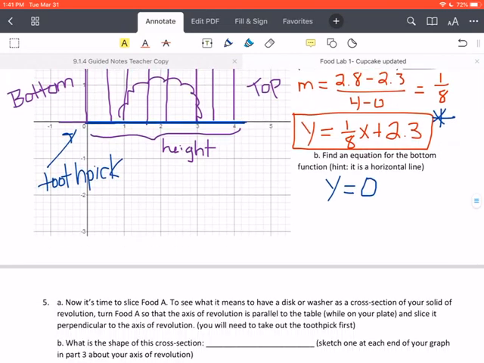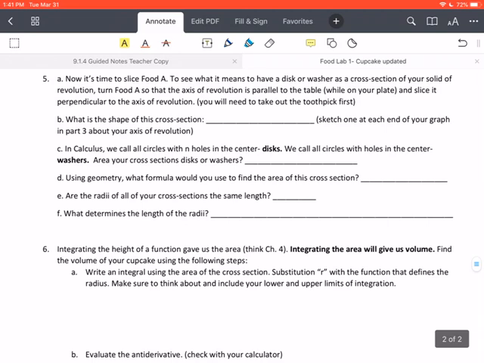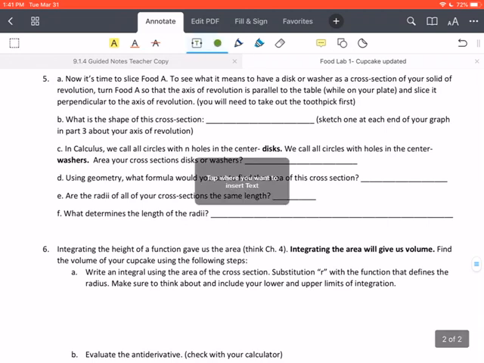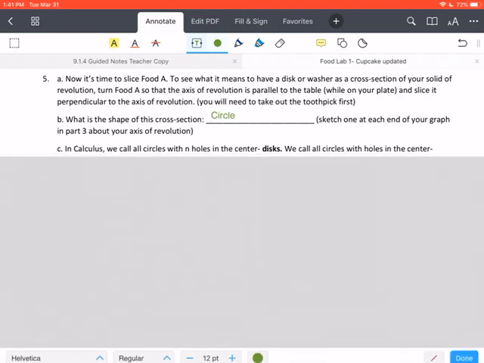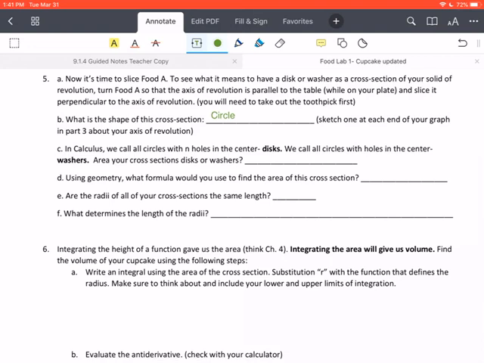So now when we go to the back, it says what shape was the cross section when we sliced it perpendicular to the toothpick. It was a circle. And then on part C, it says that in calc, we are going to refer to circles with no holes in the center. Those are going to be called discs.